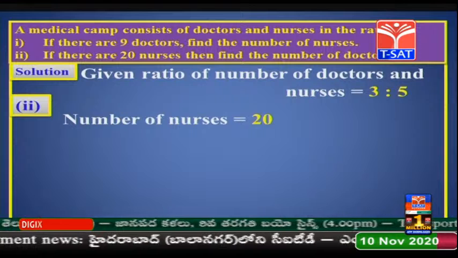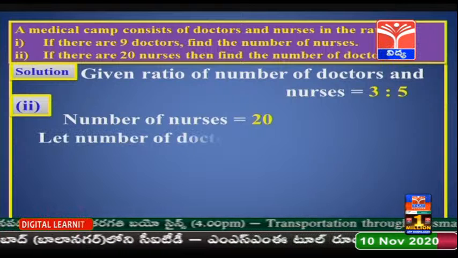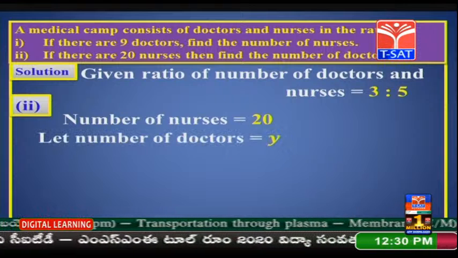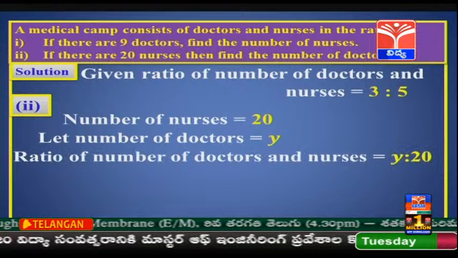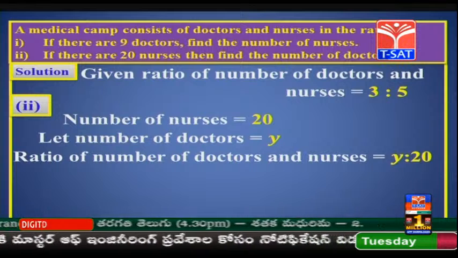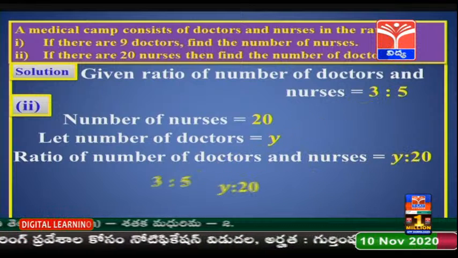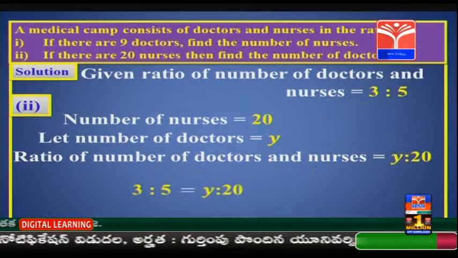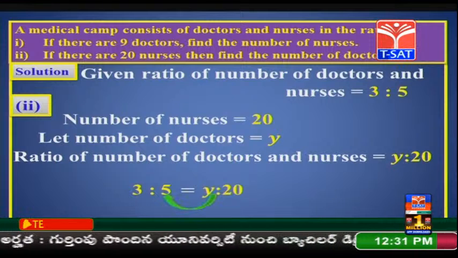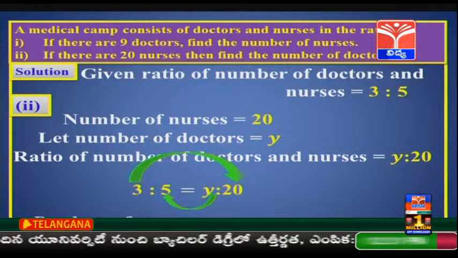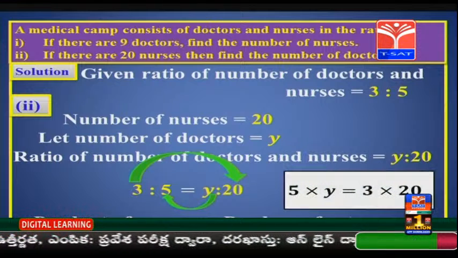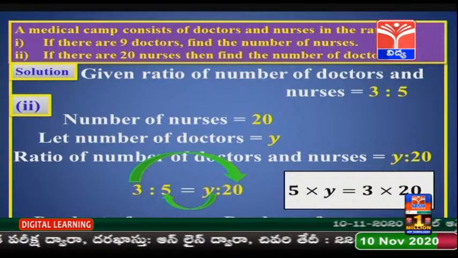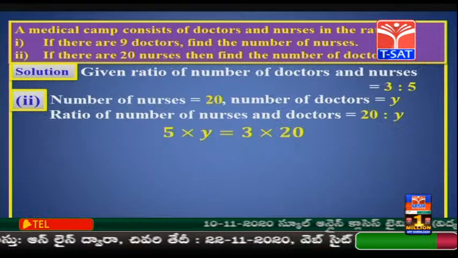So, number of nurses are 20, second case, and we are going to find the number of doctors. Let us assume it as y. So, ratio of number of doctors and nurses are y:20. So, again here 3:5 equal to y:20. Since again they are in proportion, product of means equal to product of extremes. That means 5 into y is equal to 3 into 20.